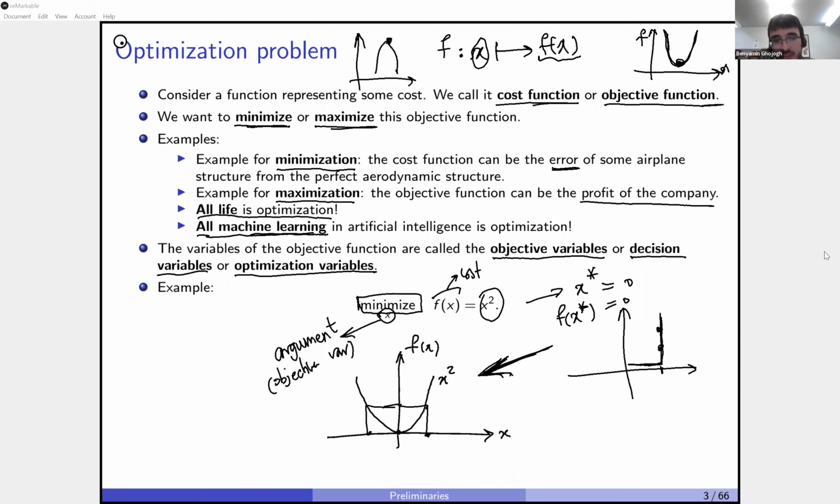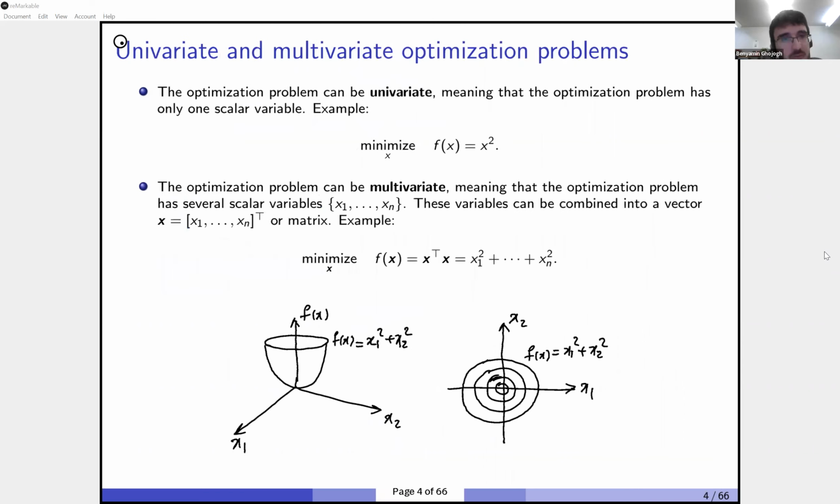And please feel free to ask me, interrupt me if you want to discuss something. So the optimization problem can be univariate, meaning that the optimization problem has only one scalar variable. As I said, if it is a number, scalar. In this course, I usually show scalars not bold, and with a small case. Scalar.